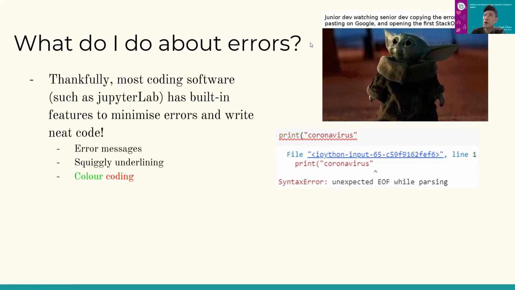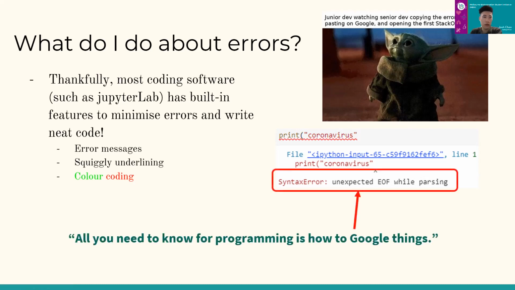So this is quite accurate actually. Junior dev watching senior developer copying the error message and pasting it on Google. Yeah, a lot of the time you would probably need to copy and paste it on Google because there's a forum called Stack Overflow, and that forum allows developers to share content. Most of the time it's about debugging errors, because in coding we encounter errors a lot. So you'll be able to get a lot of wisdom from Stack Overflow if you encounter a very difficult error. I'll move on to the next one. So yeah, all you need to know for programming is how to Google things.